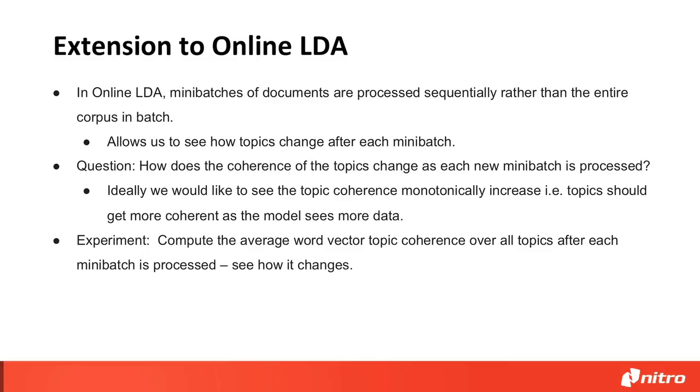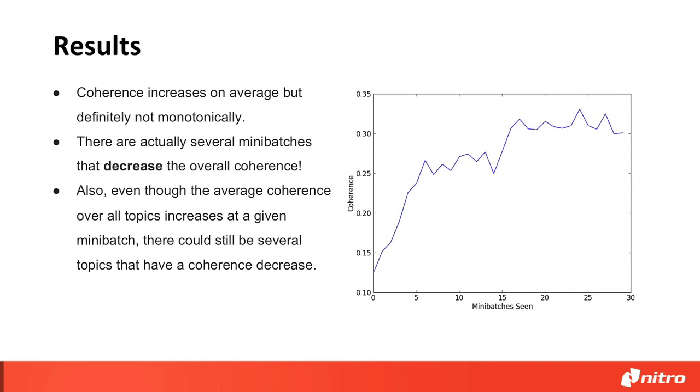Our intuition should be that the coherence should increase as we see more mini batches. The idea being the more data you see, the more coherent your topic should be. So we tried this experiment, and this was the result. As you can see, on average there is a coherence increase, but it's definitely not monotonic. In fact, some mini batches actually decrease the overall coherence. Each data point here is the average coherence over all the topics learned. So even though there could be an increase in coherence on average, there still could be some decreases in coherence in some topics.